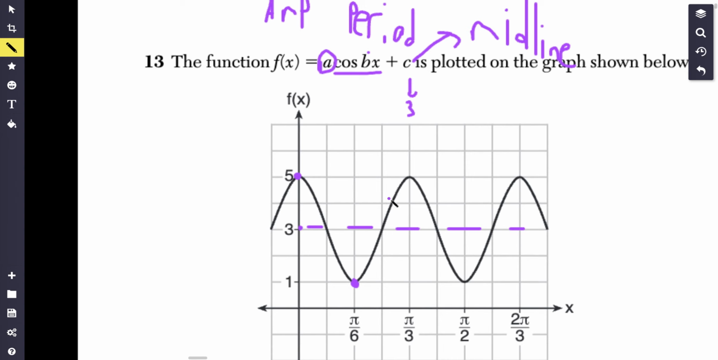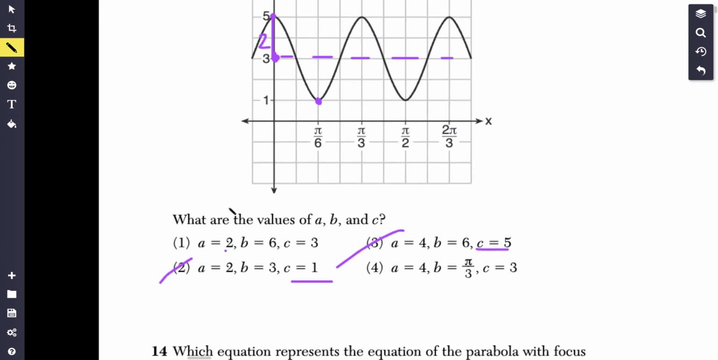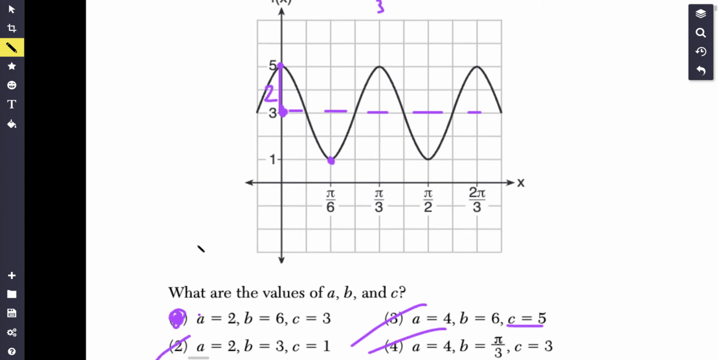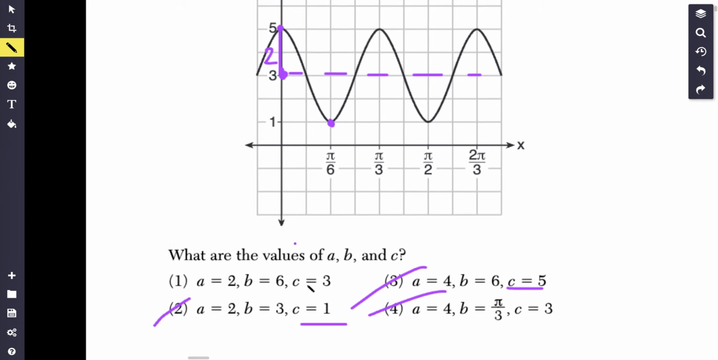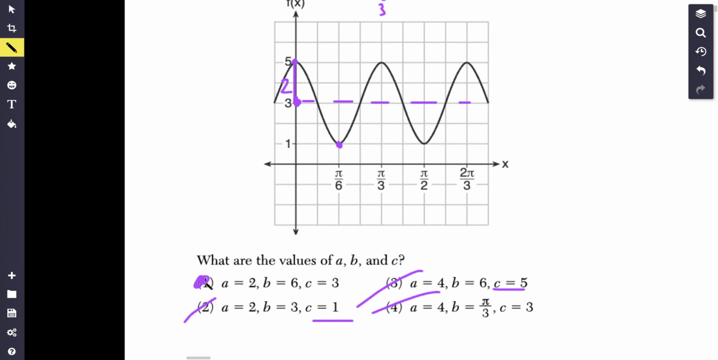All right. Let's take a look at A. What do you think A represents? A represents something known as the amplitude. And it's literally just the distance from the middle to the top point. So this distance right over here is just 2. Yep. So A has to be equal to 2. So immediately, we kind of just get the answer. But let's just find out what B is.